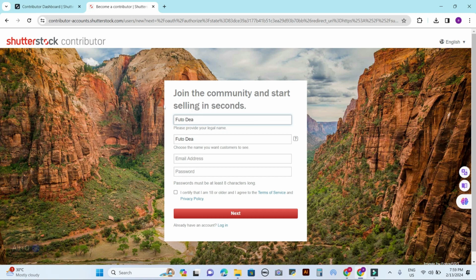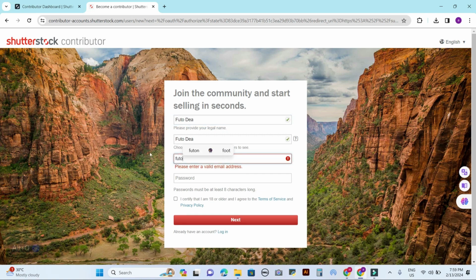I won't be explaining how to sign up for the Shutterstock site. It's likely similar to how you sign up for other sites. By observing my process, you can learn how to do it yourself.